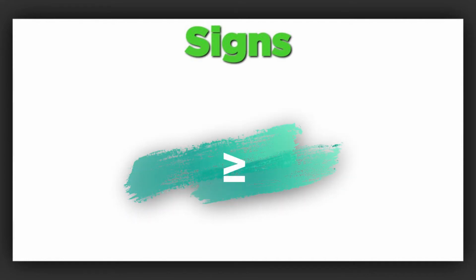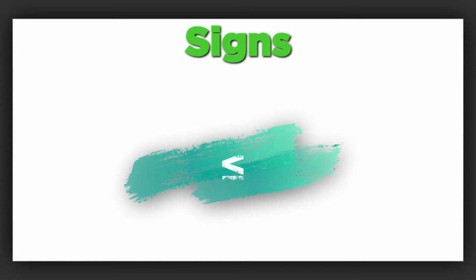The other sign is the greater than or equal sign. This sign indicates that the left side is greater than or equal to the right side. The last sign is the less than or equal sign. This sign indicates that the left side is smaller than or equal to the right side.